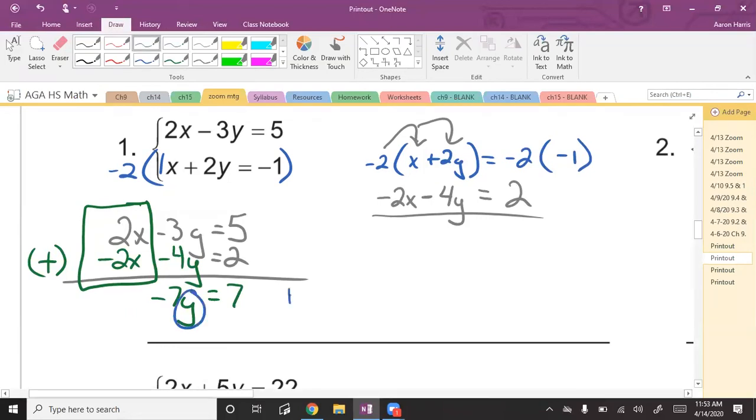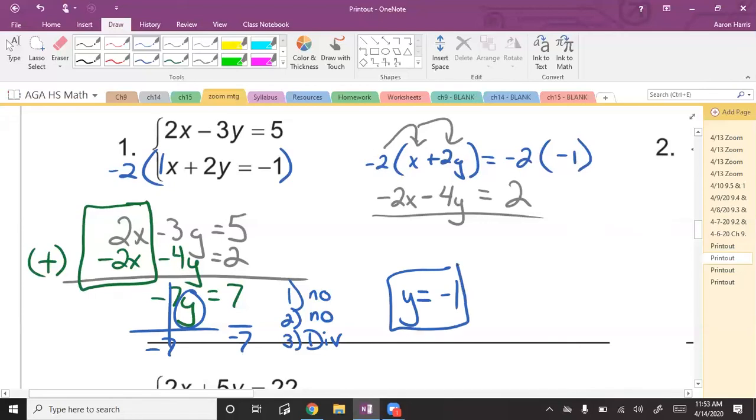Anything to do for the first step? No. Anything to do for the second step? No. Anything to do for the third step? Yes. What do we do? We divide. Divide by what? Negative 7. Thank you. What I do to one side, I must go to the other. So negative 7 gets me to 1. So I get y is equal to, what's 7 divided by negative 7? It's going to be negative 1. I know what y is equal to. So what do I do with that?